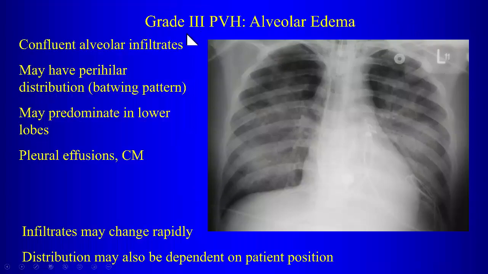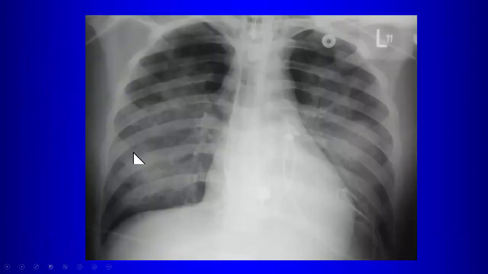Now, when we get to grade 3 pulmonary venous hypertension, then the fluid goes out into the alveolar airspaces and we get consolidations. You may have this typical bat wing or butterfly distribution of consolidations. And with pulmonary edema, these consolidations can change rapidly, and the distribution may also be dependent on patient position. So if the patient is lying right side down, maybe sometimes the consolidations will be greater on the right side. You may also have pleural effusions and cardiomegaly, of course, that goes along with CHF.